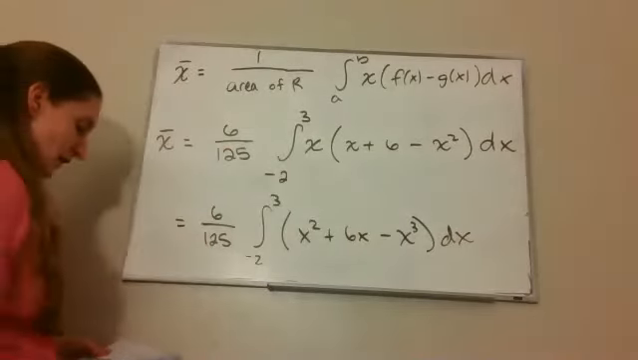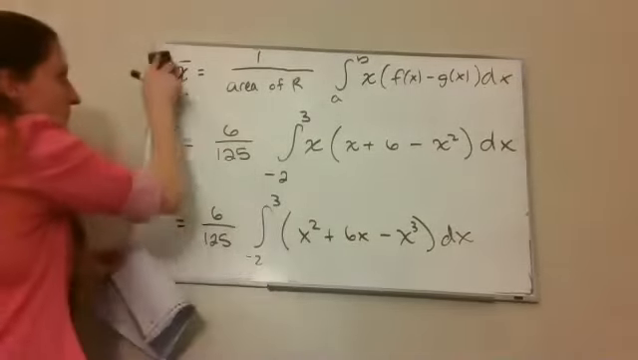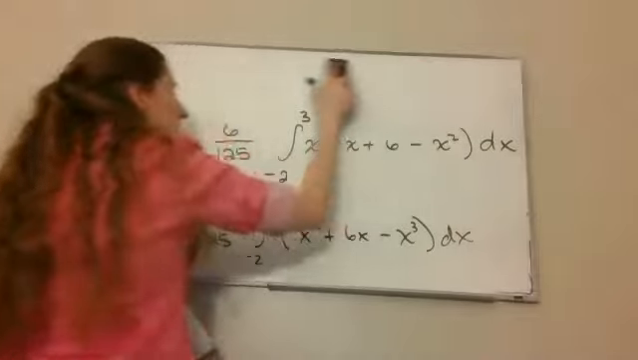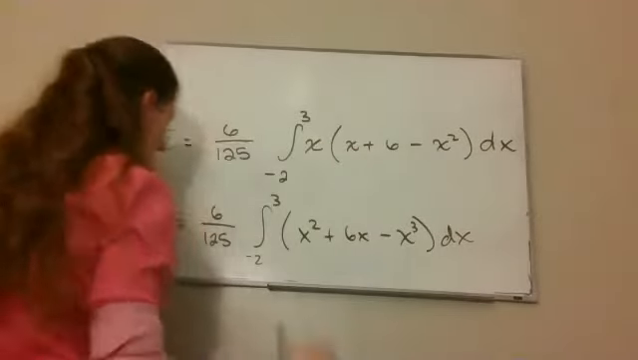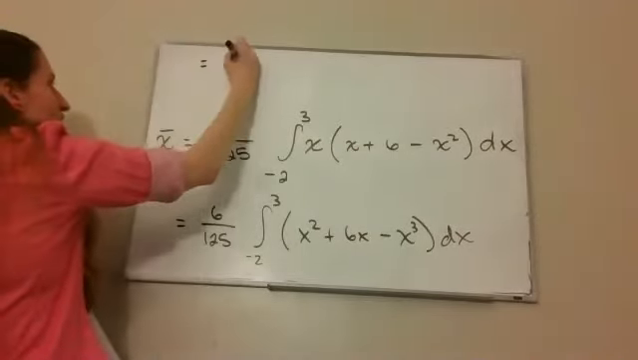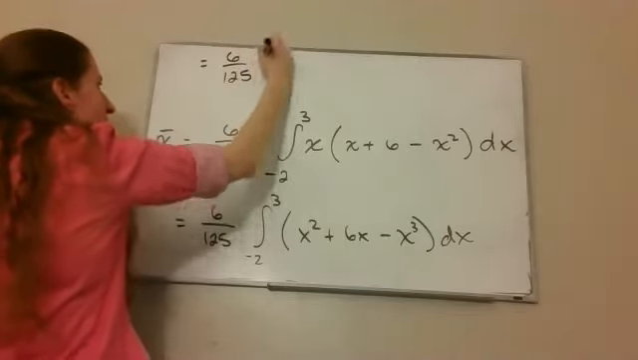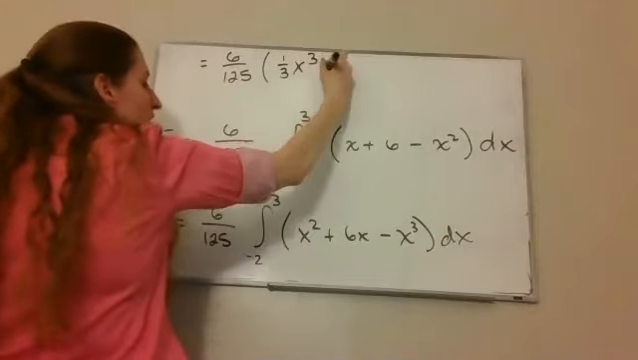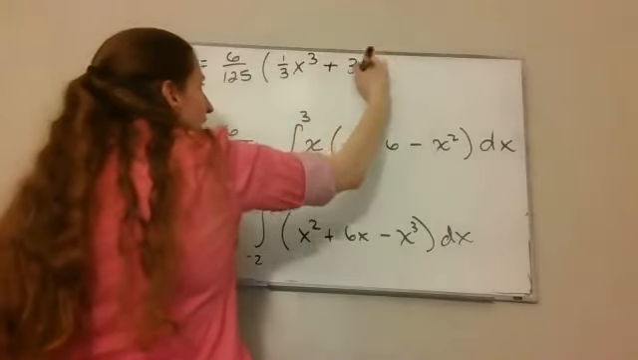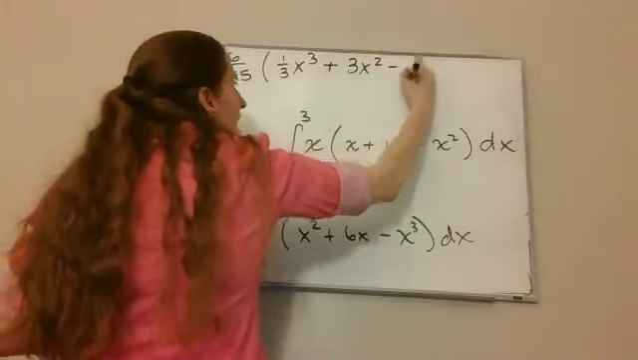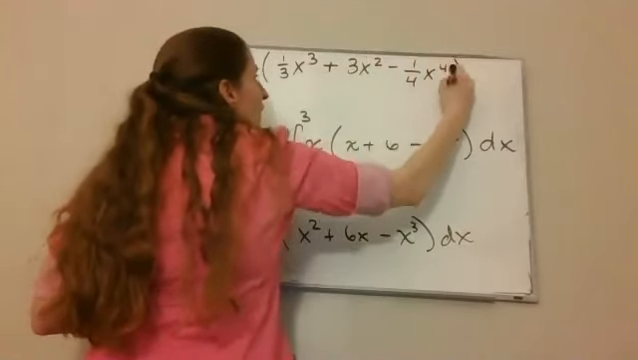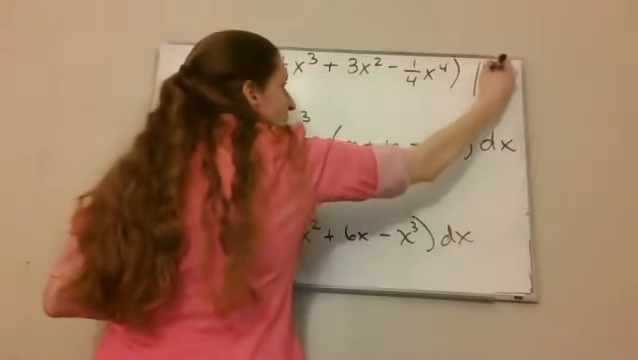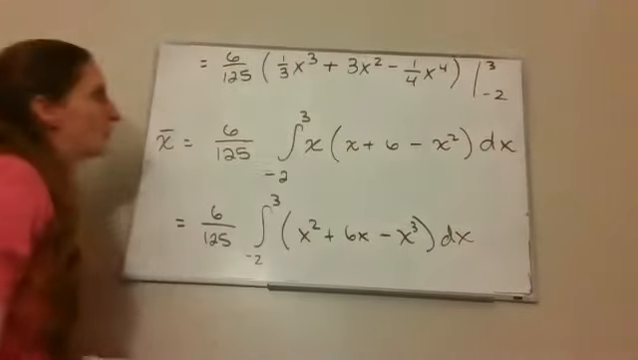And now we can do this antiderivative. So I'm going to have my 6 over 125. My antiderivative is 1/3 x to the 3rd plus 3x squared minus 1/4 x to the 4th. And then I just need to plug in my bounds.